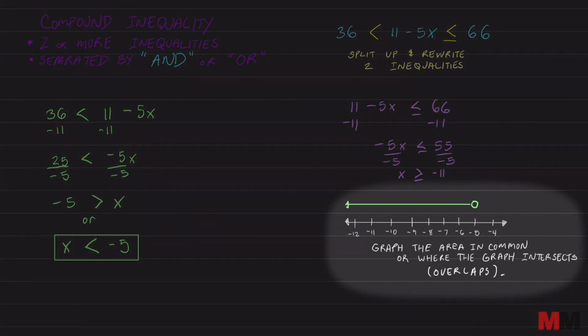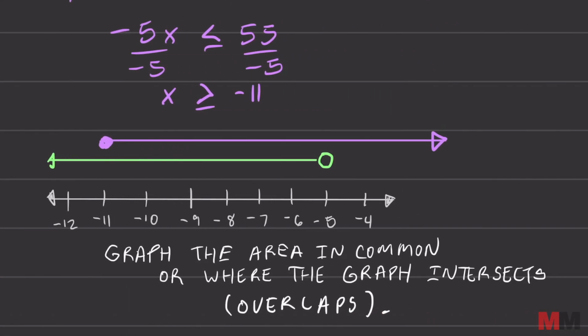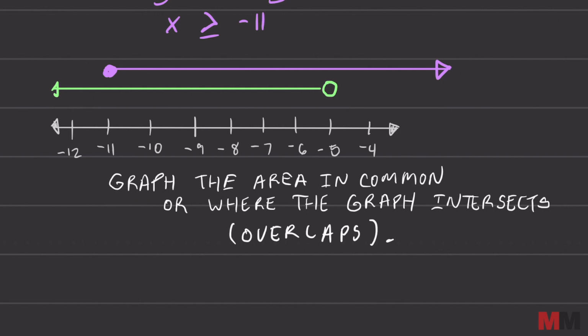We're going to graph that the same way right above right here. So that's going to be a closed circle at negative 11, and everything greater than negative 11 is to the right side. When you're graphing "and" statements, so now I got my two solutions represented as a graph.